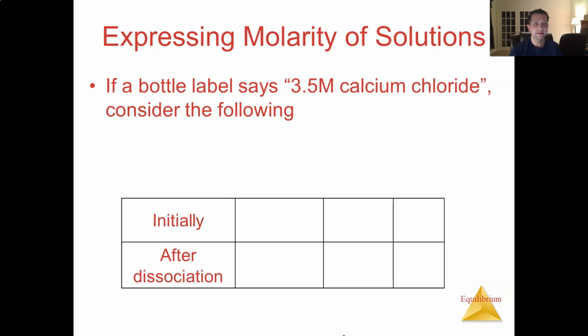Okay, so let's say in the lab I have a bottle that says 3.5 molar calcium chloride. Consider the following. So we want to consider what our equation looks like. Calcium chloride, solid, dissolves, and we create calcium ion plus 2 and 2 chloride ions. That's really important here. The equation obviously has to be balanced, right? And we end up with, there's a 2 here, so there has to be 2 here.